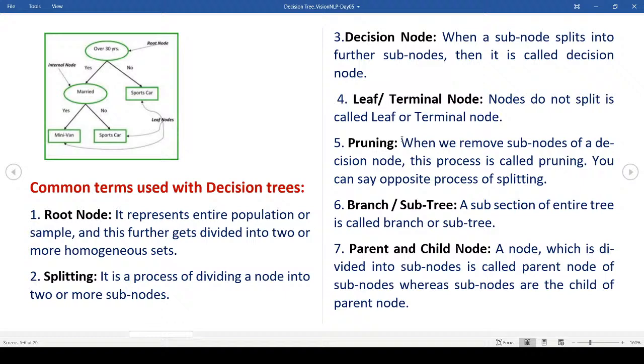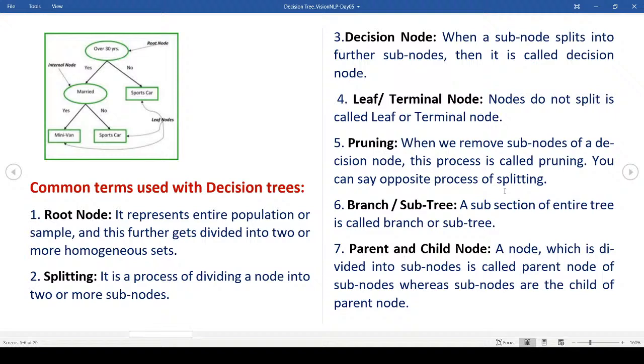Then there is one called pruning. This is the most important thing. Pruning means that when we remove subnodes, when you split further, this process is called pruning. We can say it is the opposite process of splitting. The whole intuition and idea is that the fewer splits you have, the more accuracy you can achieve, and we can see that in our error metrics. Pruning restricts you from splitting further, so it is just the opposite of splitting.